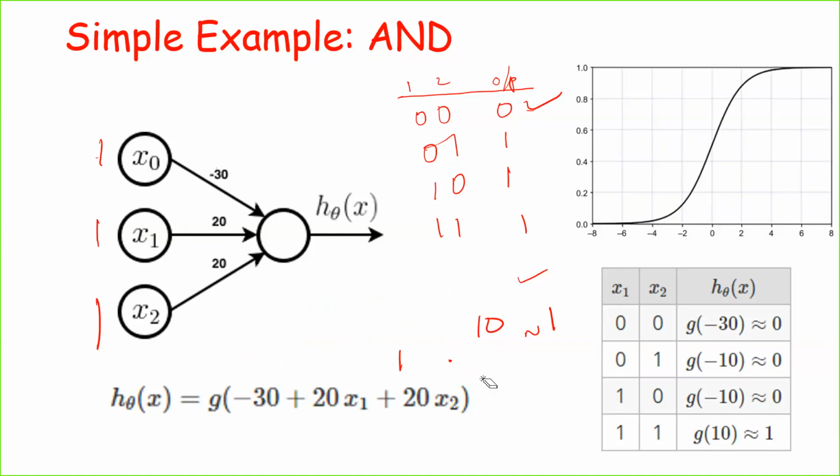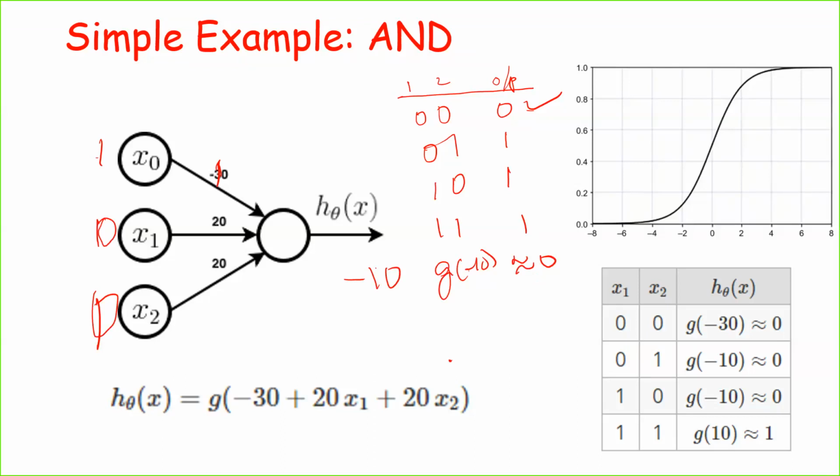What if I give minus 10 instead of minus 30? Rest of the weights are same. Minus 10. What is the net sum you get when you give 0, 0 as input? Minus 10 only. What is z of minus 10? Z of minus 10 is close to 0: 1 by 1 plus e to the power minus of minus 10. This means 1 by a very big number, which is close to 0.